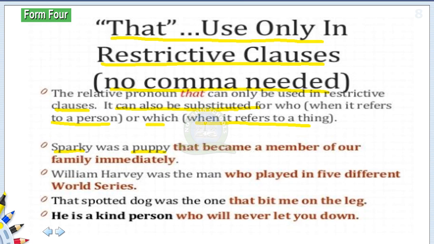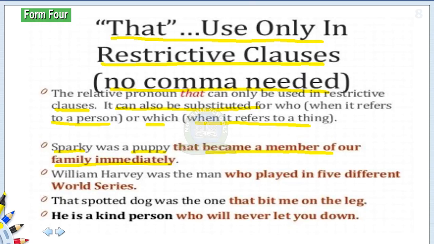Becky was a puppy. A puppy is a young dog. Becky was a puppy that became a member of our family immediately. So how many clauses do you have here? Two clauses. Becky was a puppy can stand alone, and it is the main clause or independent clause. But that became a member of our family immediately cannot stand alone, and it is a relative clause, because you see that is introduced. That stands for puppy, and it is a relative pronoun, remember.